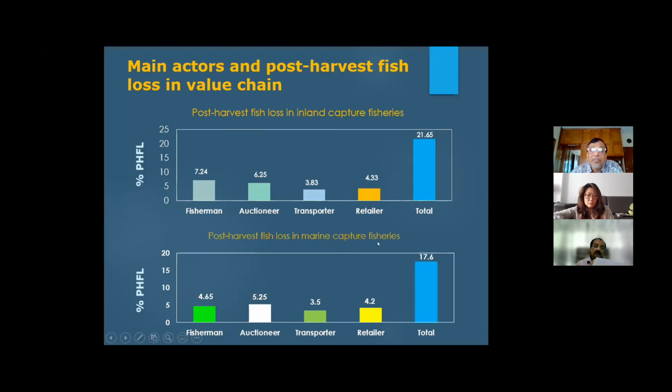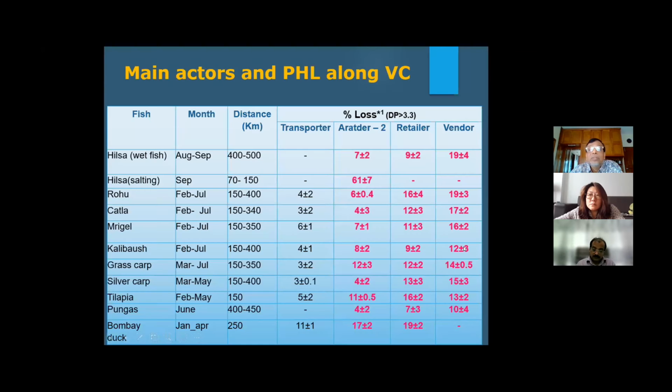In the case of marine capture fisheries, loss is much lesser compared to inland capture fisheries. But this is only pilot assessment data, done only in a shorter value chain, so the true figure may not be depicted from these figures. So we need to make a holistic assessment of post-harvest fish loss.